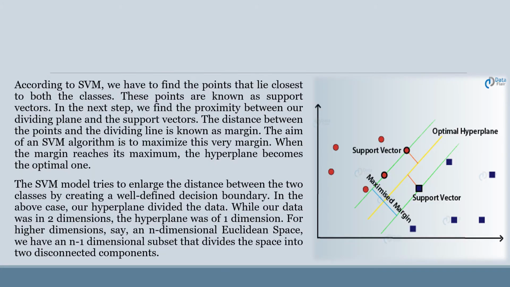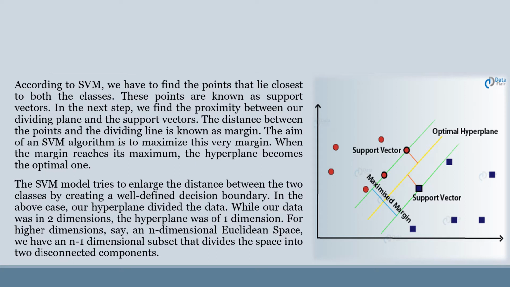According to support vector machine, we find the proximity between our dividing plane and the support vectors. The distance between points and the dividing line is known as the margin. The aim of an SVM algorithm is to maximize this very margin. When the margin reaches its maximum, the hyperplane becomes the optimal one. The SVM model tries to enlarge the distance between the two classes by creating a well-defined decision boundary.